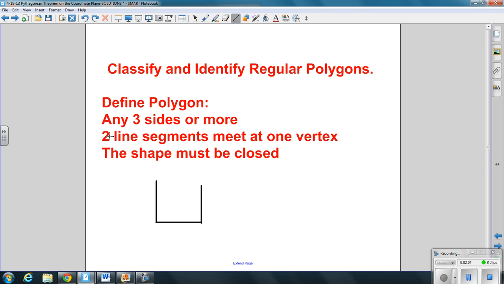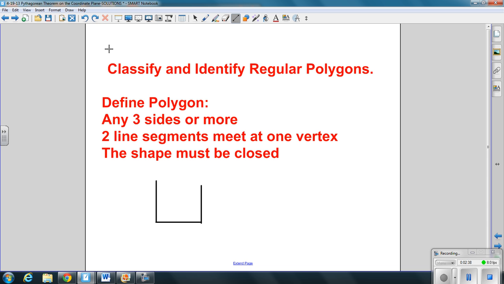But this rule here, 2 line segments meeting at a vertex, is broken because here there aren't 2 line segments that meet at this vertex, and the same thing here. And also the last rule says the shape must be closed. The shape is open, meaning from here to here isn't closed off. So for that reason, the example I just showed you would not be a polygon. So anything starting with a triangle or bigger would be considered a polygon.